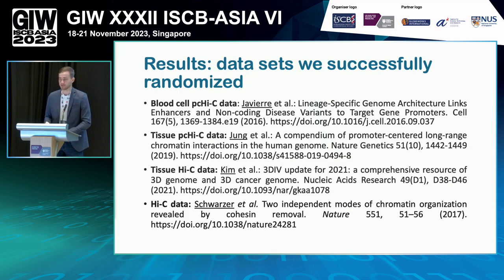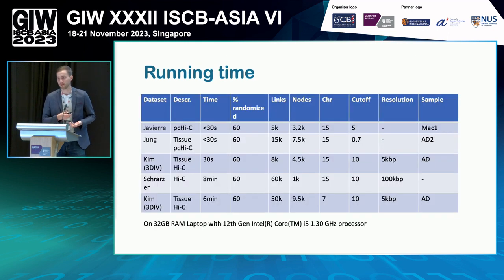Now to the results. The most important result is that it works on real data and works quite well. So we tested it on 3 data sets that were used in our previous study and some additional data sets from publicly available studies. All data sets were quite different. Some of them were PC Hi-C, so promoter capture Hi-C. Some of them were normal Hi-C. The sizes of graphs were quite different, and the running times were reasonable on a normal laptop.